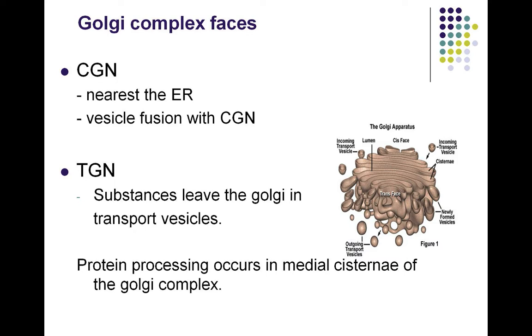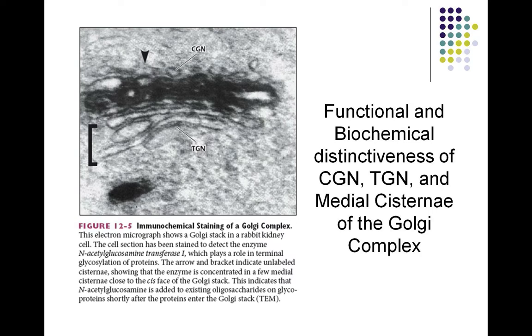Now, some of the evidence that points to the hypothesis that the three regions of the Golgi network possess different functions. Some of the early evidence includes this electron micrograph showing us an immunochemically stained preparation of the Golgi complex. This micrograph shows a Golgi stack in a rabbit kidney cell.